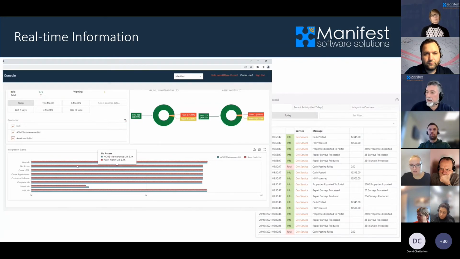And as you can see on there, you can then see the amount of repairs being added by different areas. You can see how much cash has been posted, how much housing benefit has been posted, any issues with the data, any warnings to do with national insurance numbers and things like that. So we're trying to bring this data and make it a living thing that you can use.